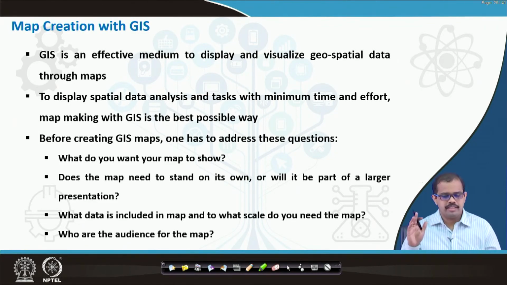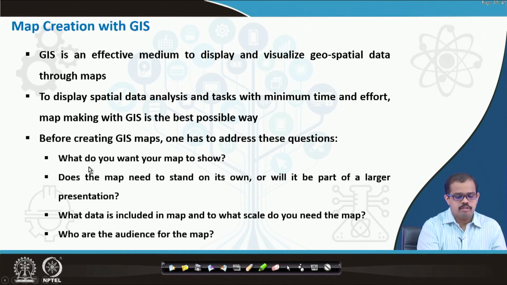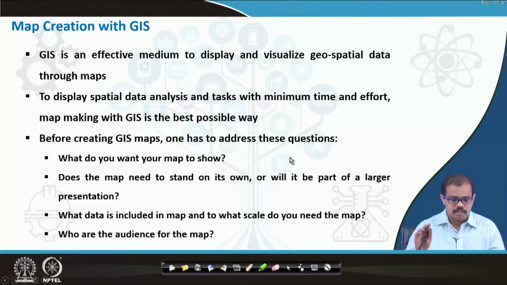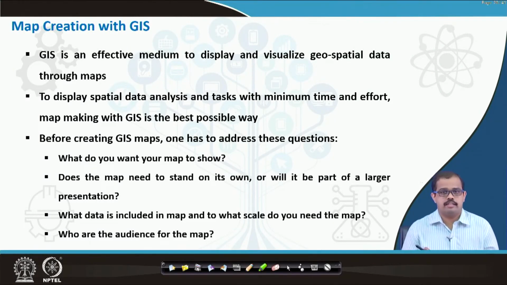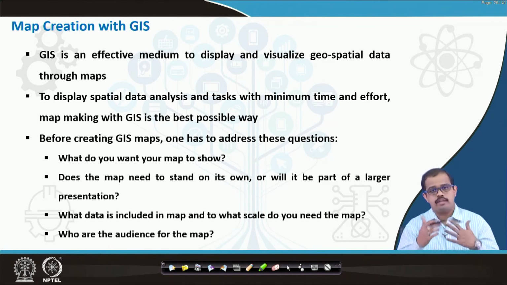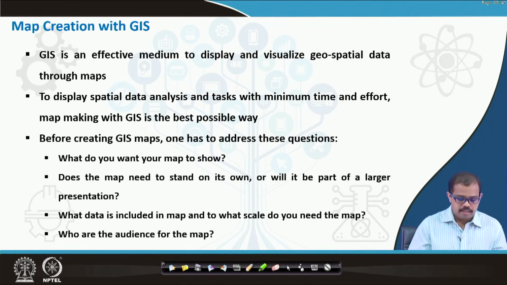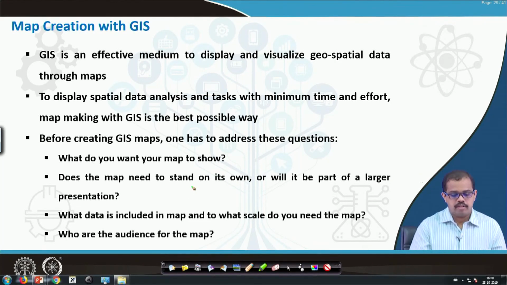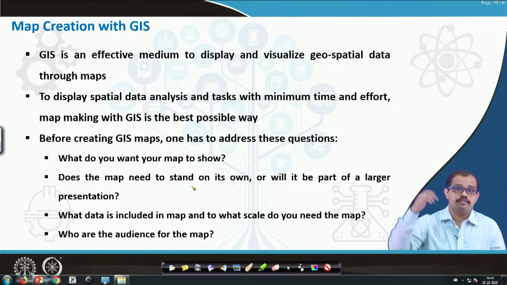The only thing all of you have to remember when you are creating a GIS map is what you want your map to show. Whether it is showing a particular region or place, what kind of details you want to show, what features you want to show. And then, does your map stand on its own, or is it a part of a larger map?